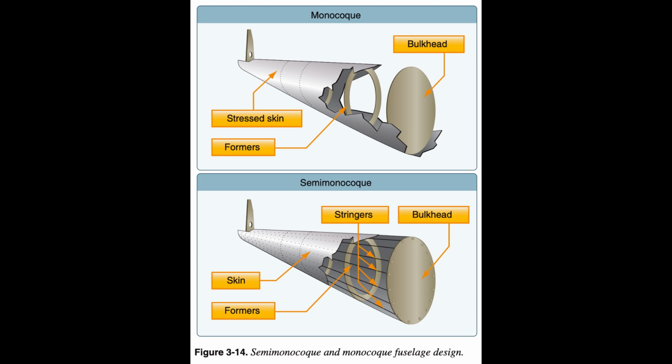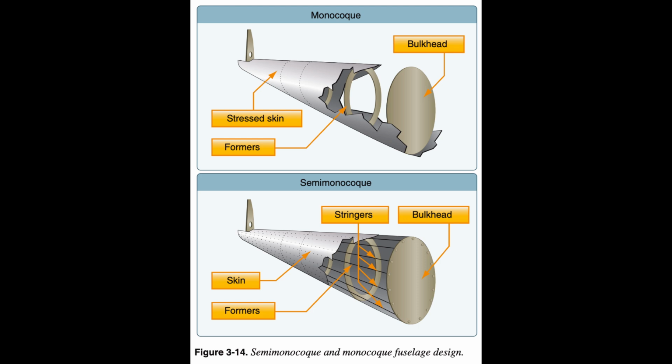Semi-monocoque. Semi-monocoque construction, partial or one-half, uses a substructure to which the airplane's skin is attached. The substructure, which consists of bulkheads and/or formers of various sizes and stringers, reinforces the stressed skin by taking some of the bending stress from the fuselage.